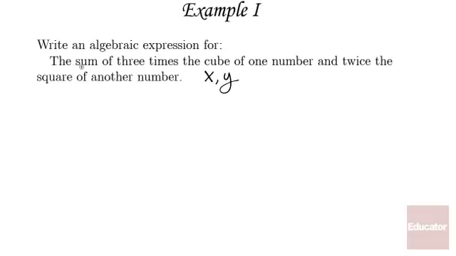And it says the sum, so I'm doing addition. The sum of 3 times the cube of one number. So that's 3x cubed. And that tells me that's where the addition goes, twice the square of another number. So here's the other number, twice the square of the other number. So checking that, the sum of 3 times the cube of one number, so 3x cubed, and that's plus, twice, so 2 times the square of another number. So it's y squared, 2y squared.